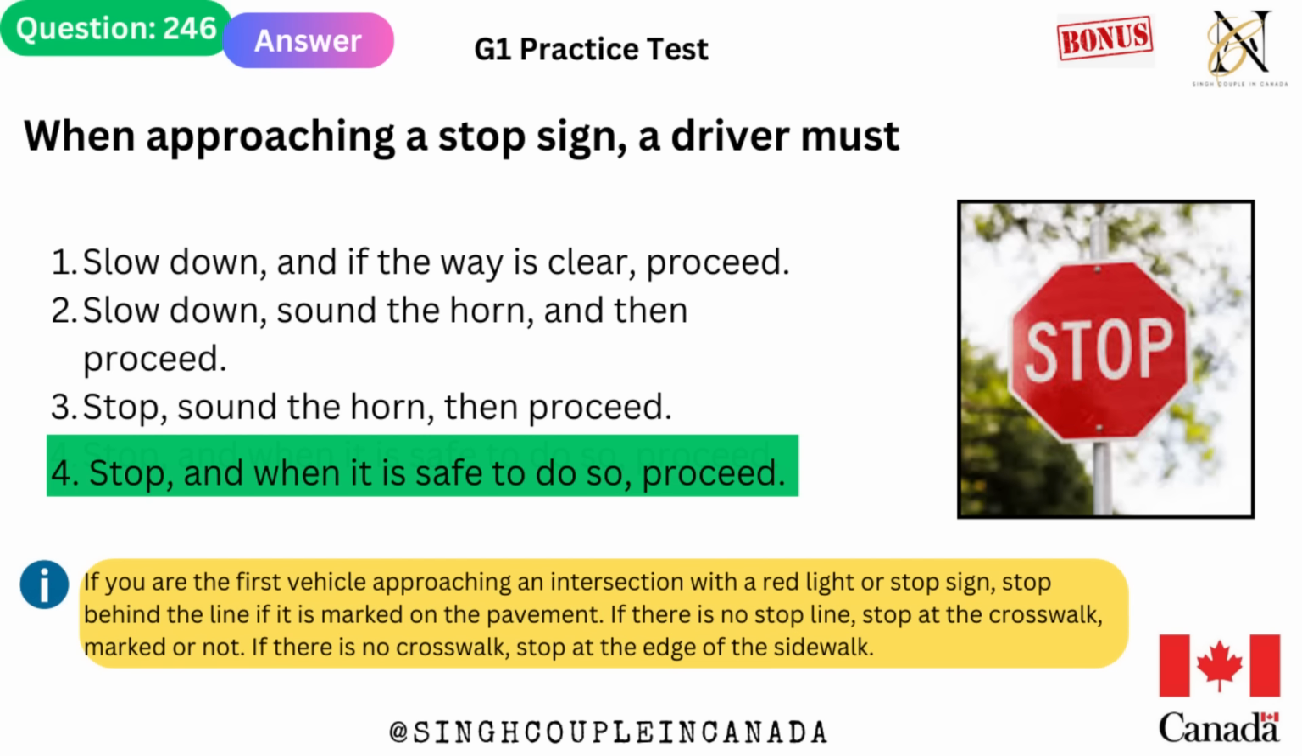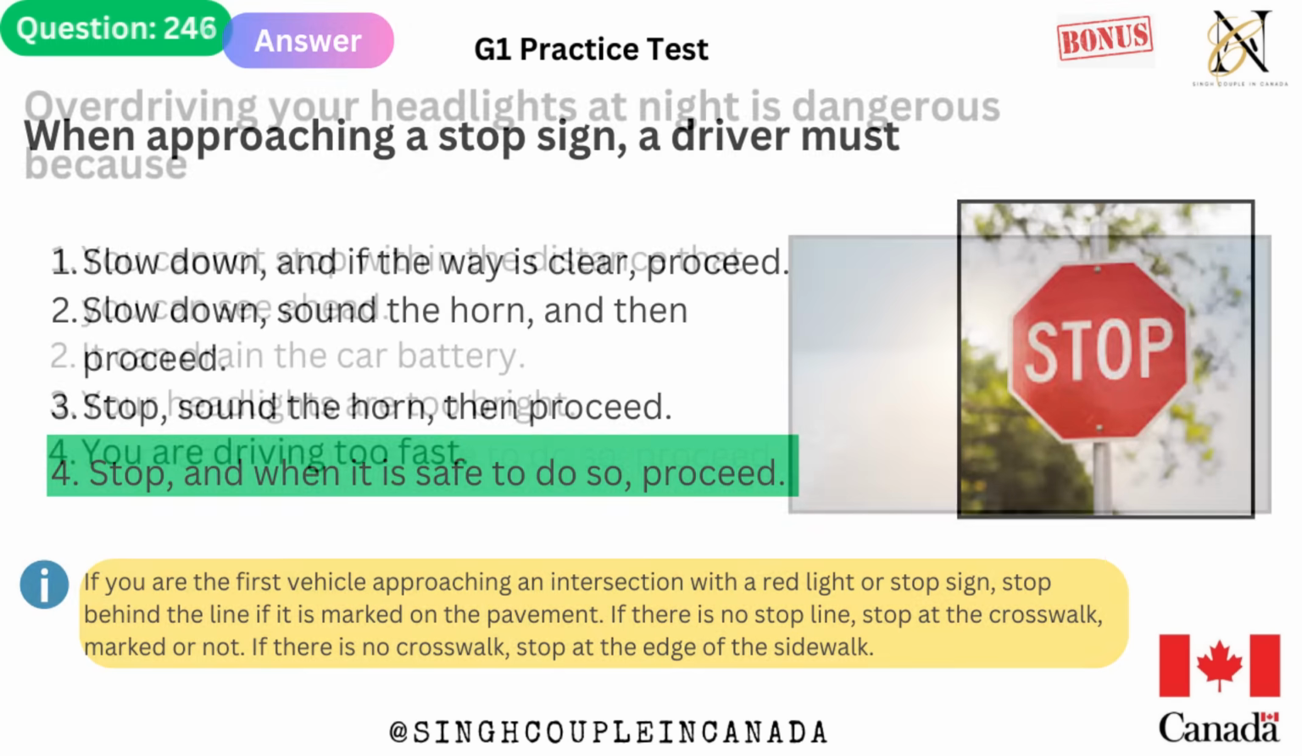If you are the first vehicle approaching an intersection with a red light or stop sign, stop behind the line if it is marked on the pavement. If there is no stop line, stop at the crosswalk, marked or not. If there is no crosswalk, stop at the edge of the sidewalk.